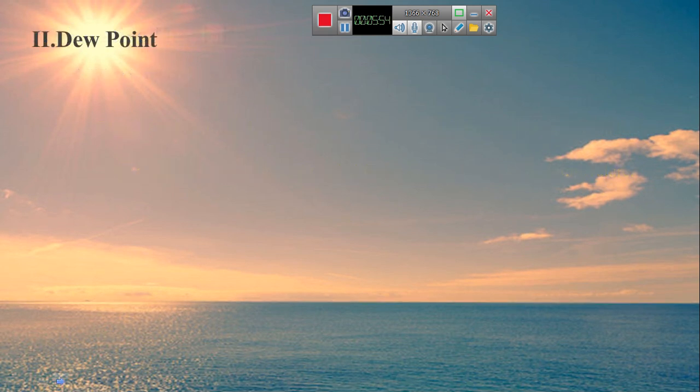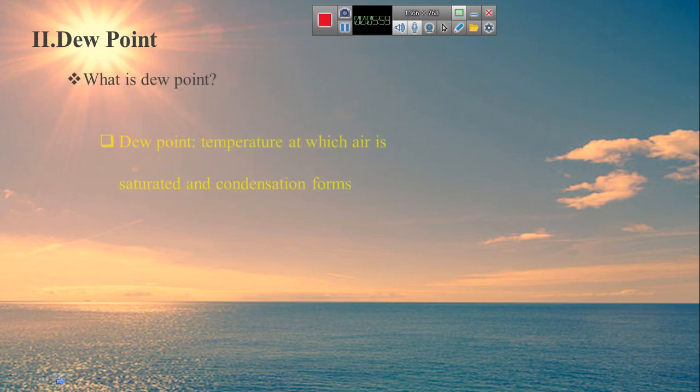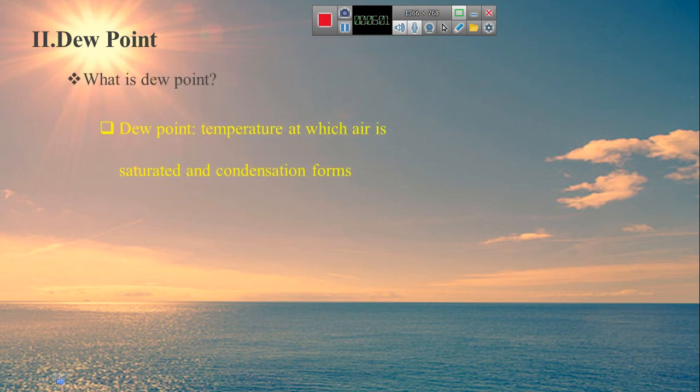Okay, point 2, dew point. What is a dew point? Dew point is the temperature at which air is saturated and condensation forms.